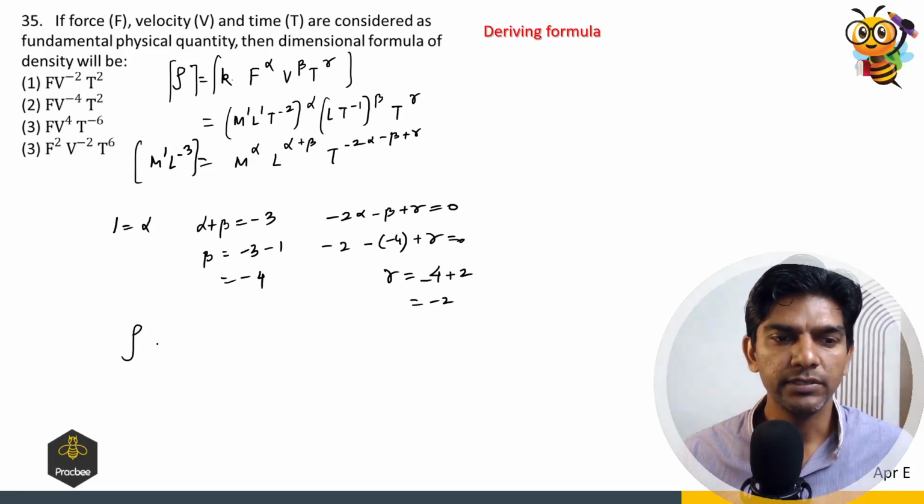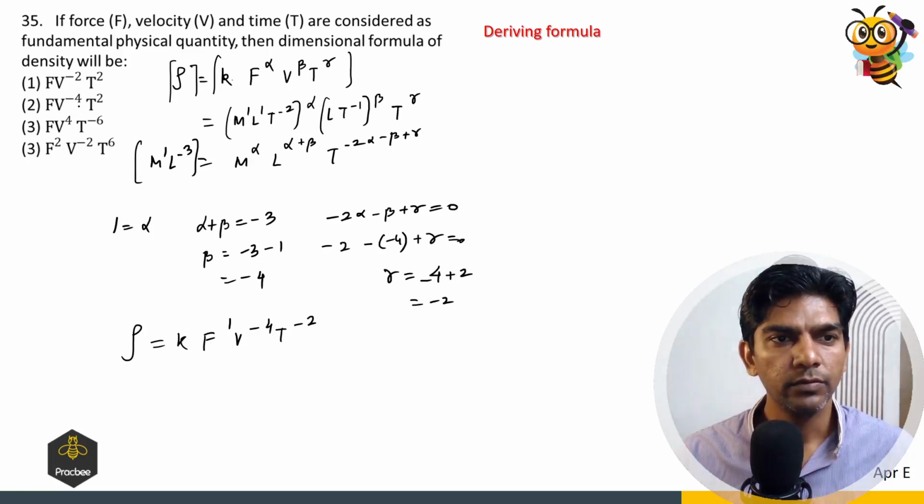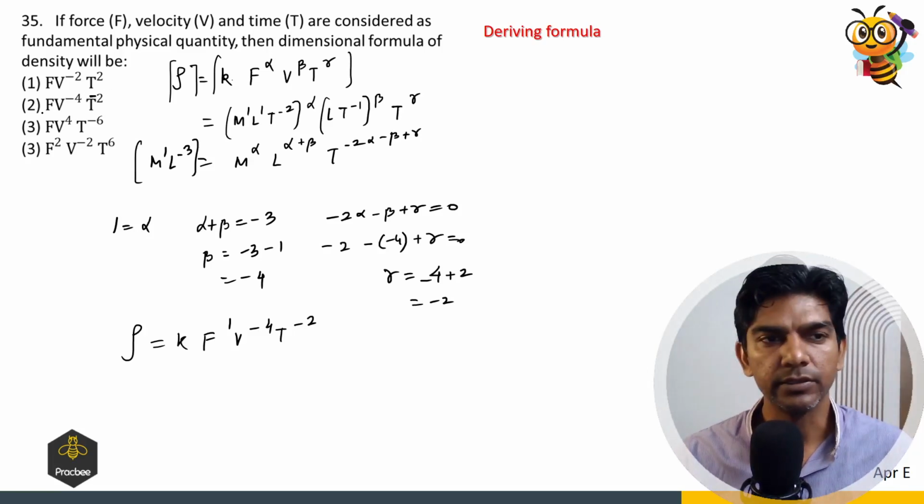So density can be written as k times f raised to power 1, v raised to power minus 4, t raised to power minus 2. So it should be 1 minus 4 minus 2. I think negative is missing here. It should be this, right? T raised to power minus 2. So option 2 is the right answer.